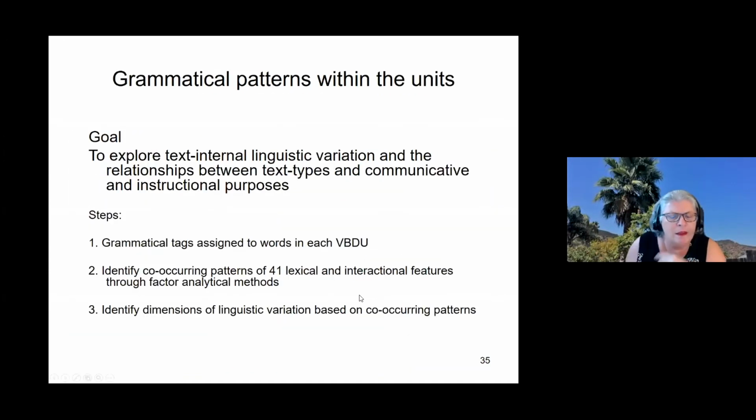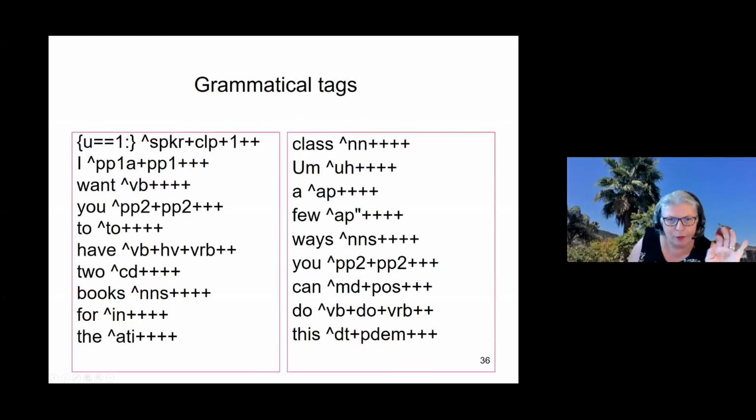Grammatical tags are important, so we can do the factor analysis. And we then do the factor analysis through the co-occurring patterns. Actually, there were 41 lexical and interactional features that ended up in the interpretations of those co-occurring patterns, which would be the dimensions of linguistic variation. So let's see how that works.